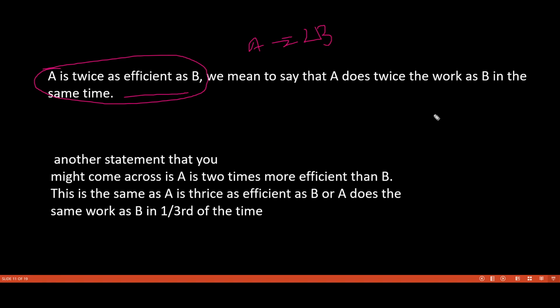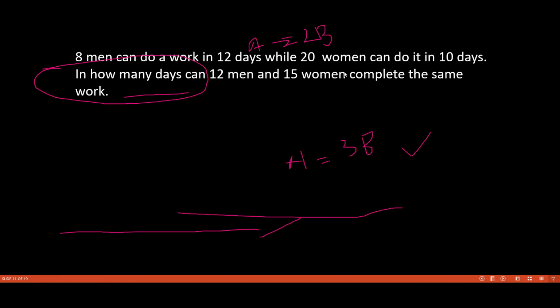Alright. But see the difference between the statement A is twice as efficient as B and A is thrice as efficient as B, or A does the same work as B in 1/3 of the time. So then you will get A is equal to 3 times of B. Alright. So this is the difference between these two statements. Do keep in mind while you are solving the questions.